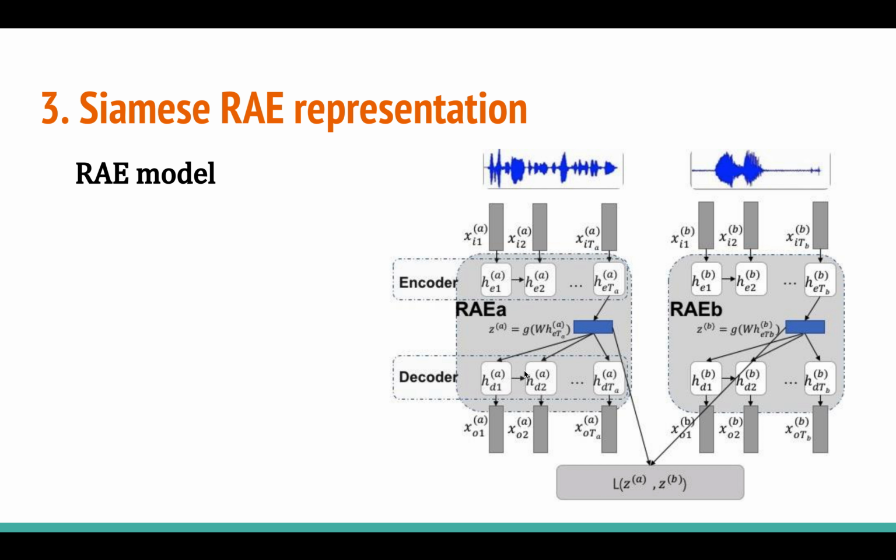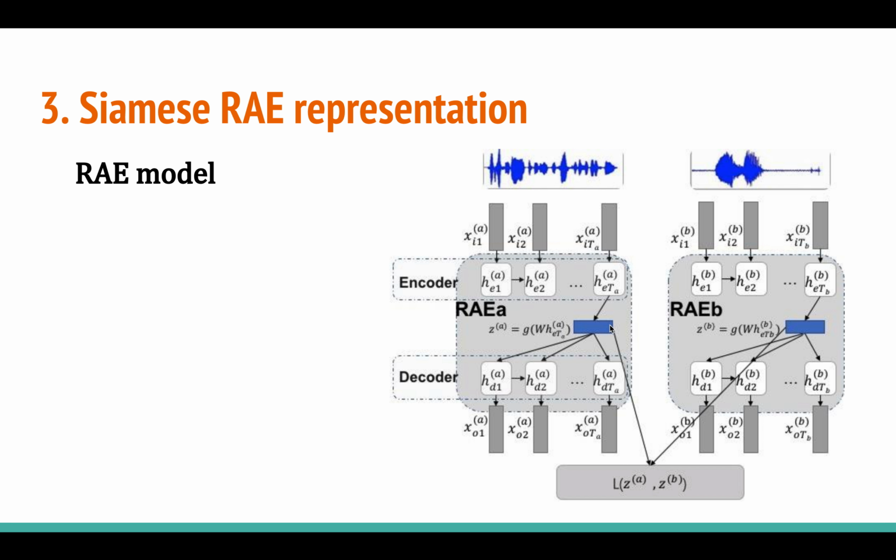And as we know, in a CMS network, even though we say we are processing two different inputs, the weights of the two networks will be similar. That means this RAE-A and RAE-B will be exactly similar. This is called shared weights, or shared parameters. These two models will have shared parameters. These two will be similar.